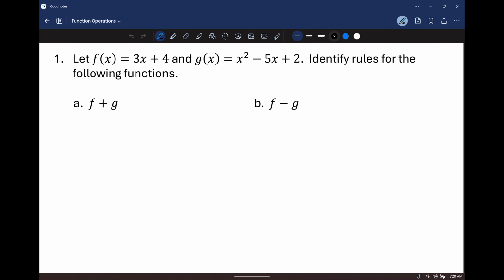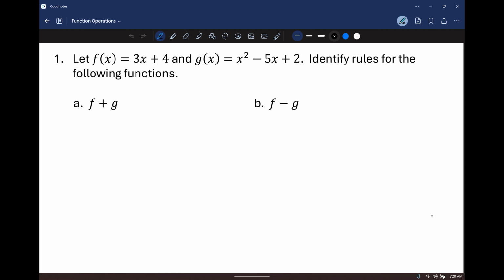So in problem number 1, we have f of x that is 3x plus 4, and g of x, which is x squared minus 5x plus 2. And it wants us to identify the rules for the following functions. That means just come up with the equation that goes with the operation that they're telling us to do. So they want us to take f and add that to g.